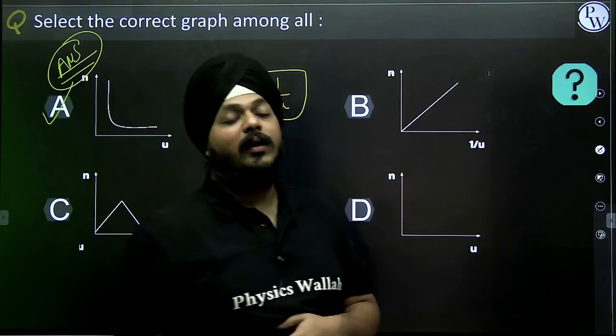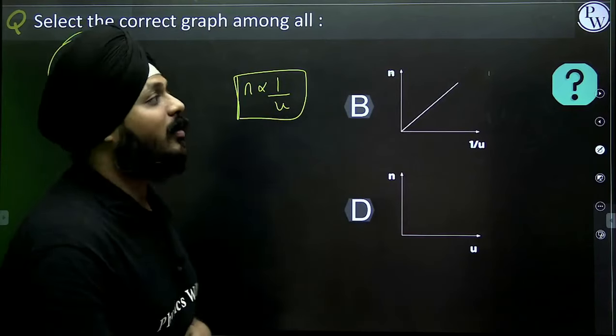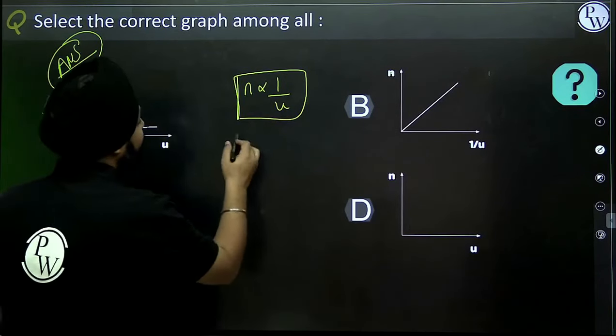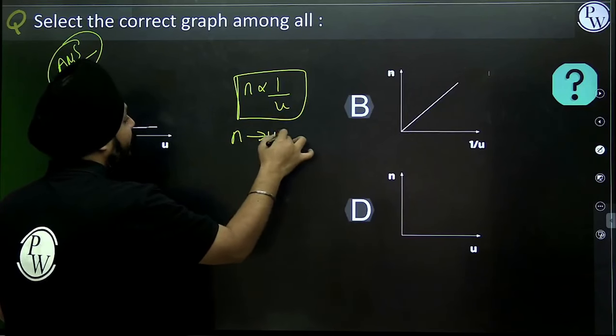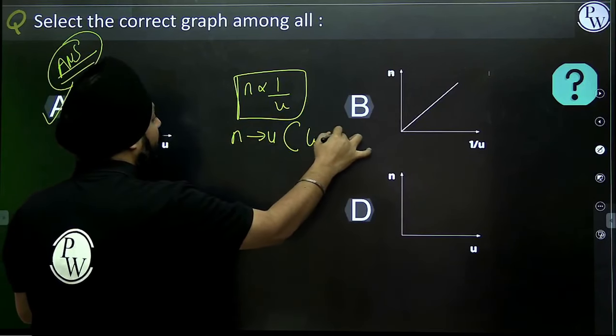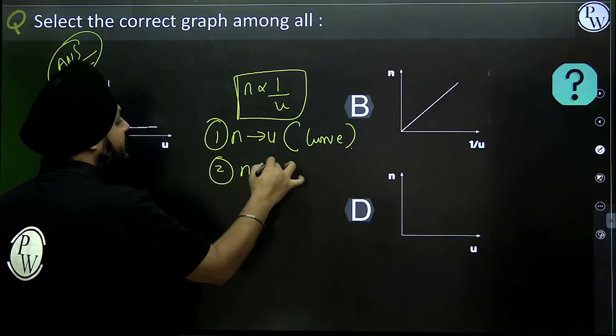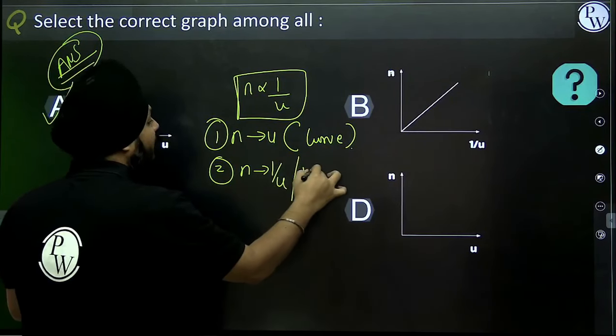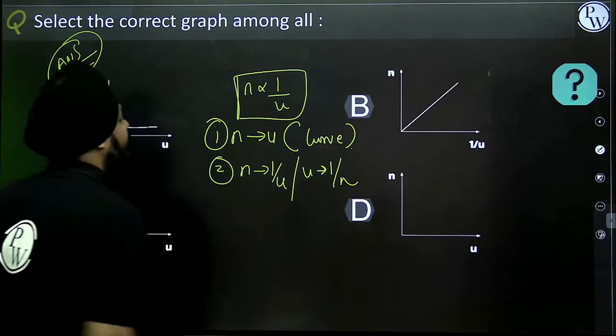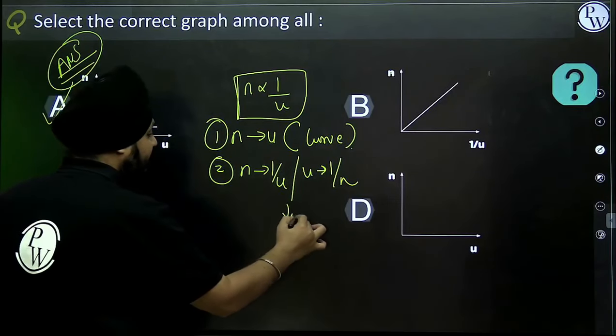But I'm going to tell the most interesting fact about it. If I need to plot the N versus U graph, it is a kind of a curve first. But what about the N versus 1 by U graph, or U versus 1 by N graph? This is the straight line.